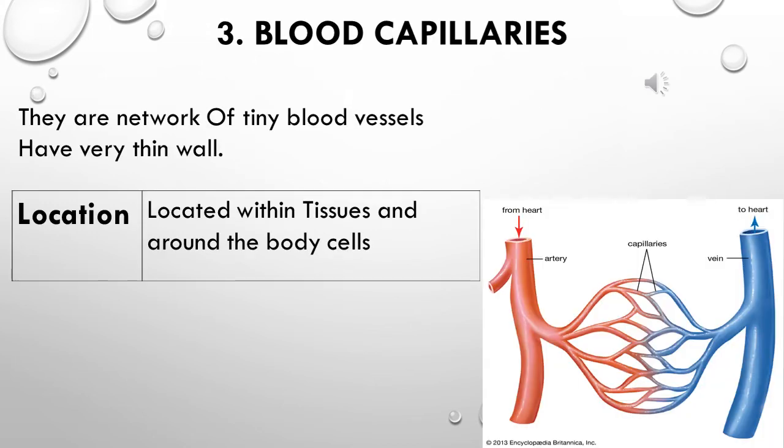The third type of blood vessels is blood capillaries. Blood capillaries are a network of tiny blood vessels, very tiny, very small. They have a very thin wall. Again, they are a network of tiny blood vessels that have a very thin wall.